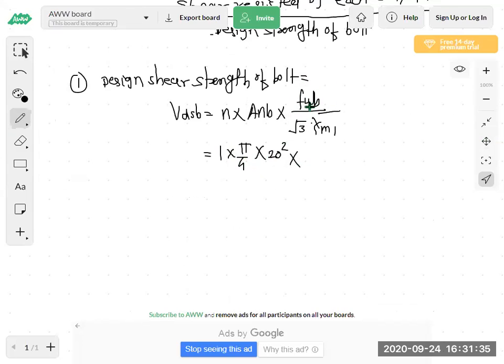What is FUB? 400. Yield strength of the bolt. So that is 400, because for 4.6 grade bolt 400 is there. Then under root of 3 into gamma M1, 1.25. So fast do the first calculations.